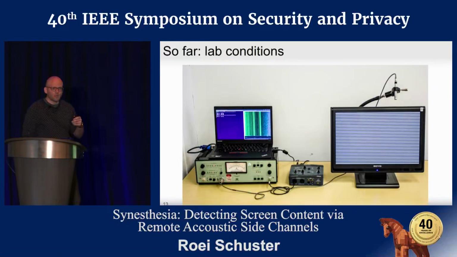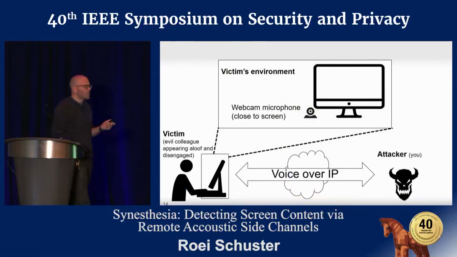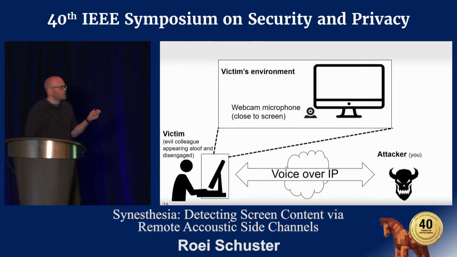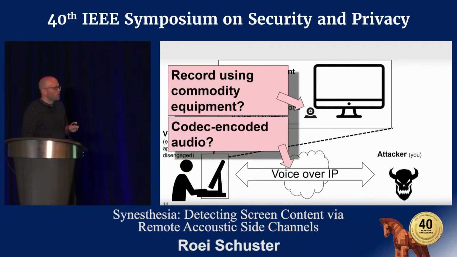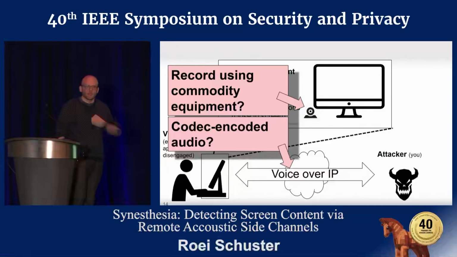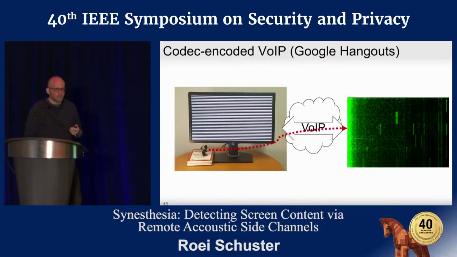Now, so far, the spectrograms I showed were for lab conditions. But in our attack scenario with a bored colleague, we had plausibly a webcam microphone or any commodity microphone that the person is using to video chat with. And the audio was being lossily compressed and transmitted to you over the internet. So the question is, does the leakage persist under these conditions? So we did the exact same zebra test, but over a Hangouts connection. And we saw that we can still see the frequency of the zebra in the spectrogram that we visualize.